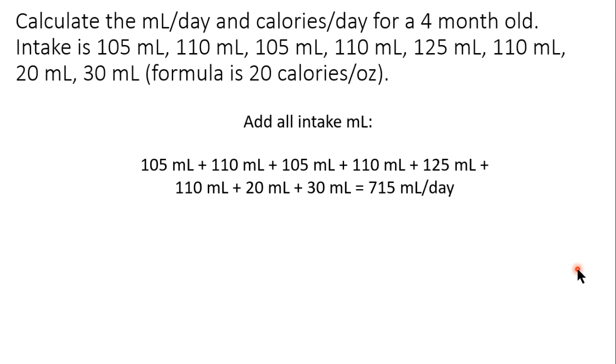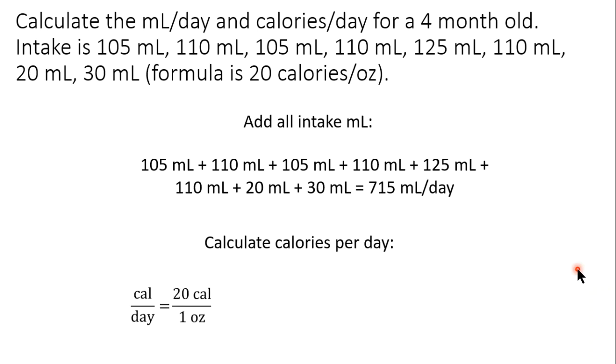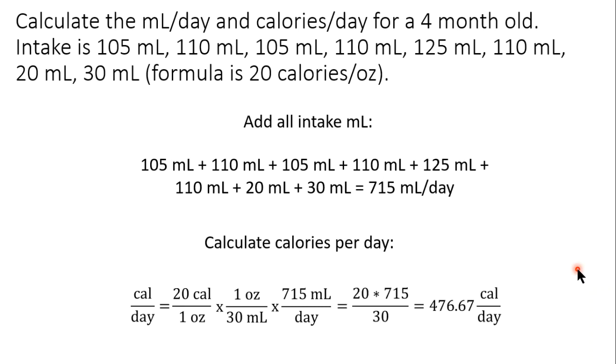And we want to calculate, okay, so that is for the first part of the question, which is to calculate the milliliters per day. And now we calculate the calories per day. So we put calories per day equals to, we put the caloric value, which is 20 calories per ounce. We have our units in milliliters, so we use a conversion ratio of 1 ounce over 30 milliliters times the 715 milliliters per day. Our ounces and our milliliters cross out, and we are left with 20 times 715 over 30, which gives us 476.67 calories per day.